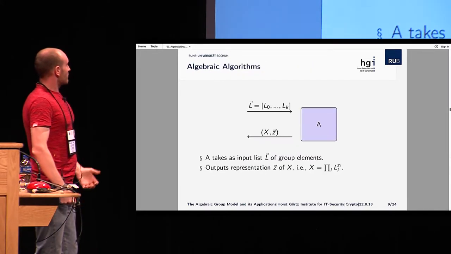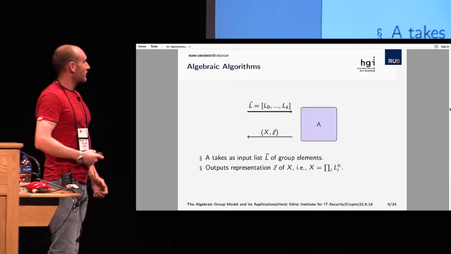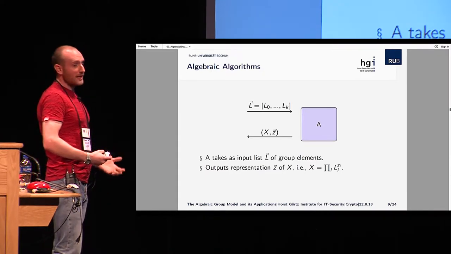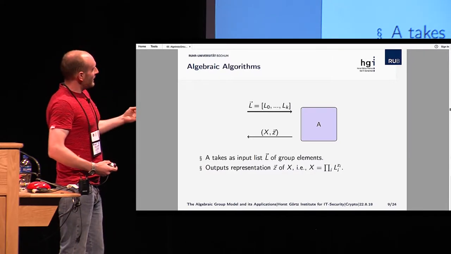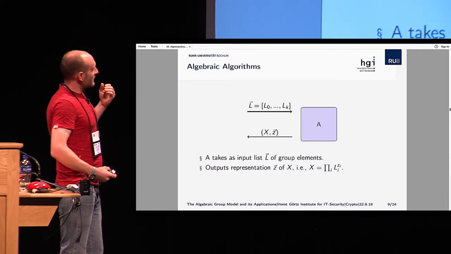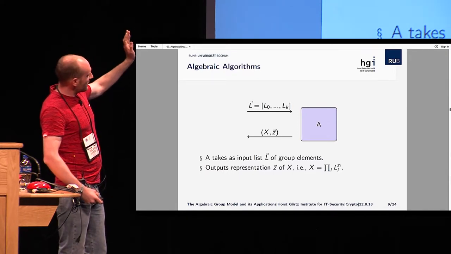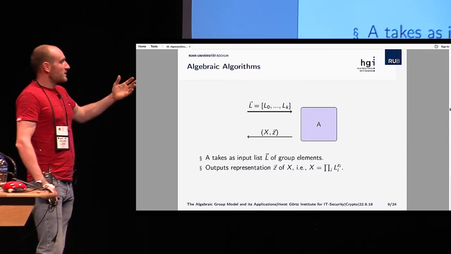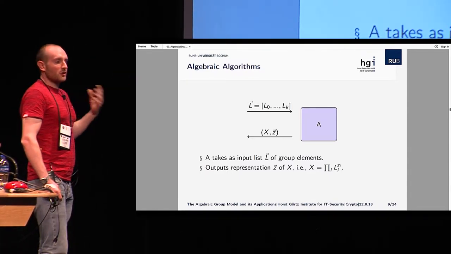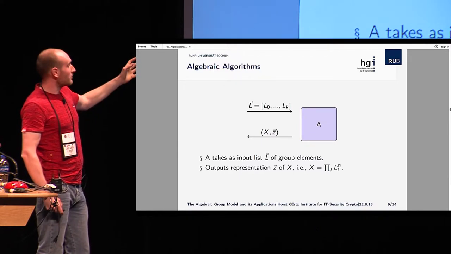Okay, so now let's look at the main type of algorithm that we will consider in this model. This type of algorithm is called an algebraic algorithm. So what is an algebraic algorithm? An algebraic algorithm is an algorithm that takes a list of group elements. I've denoted it here with this list L of group elements L0 to LK. So it takes these group elements and it computes a new group element and returns this. So X here would be the new group element that the algorithm A computes.